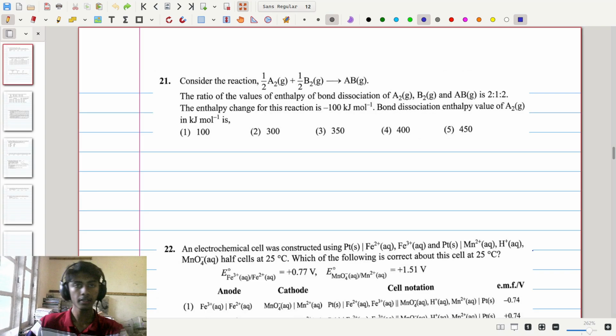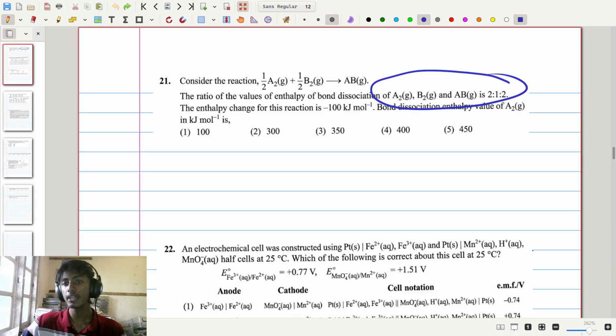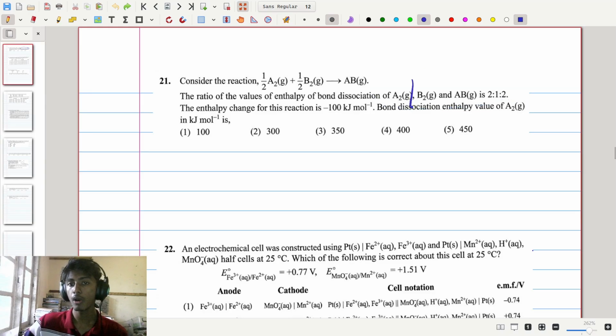Now given this, they ask us what is the value of the bond dissociation enthalpy of A2 gas in kilojoule per mole. Now to find this one, let's start off with this ratio right here. According to the ratio, if the bond dissociation enthalpy of B2 gas is equal to x kilojoule per mole, then for A2 gas it will be 2x kilojoule per mole. And for AB gas also, it will be 2x kilojoule per mole.